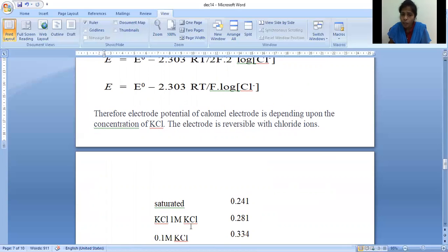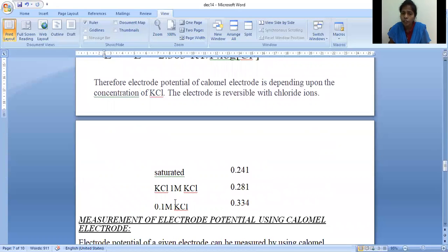If we use 1 molar potassium chloride, the electrode potential is 0.281. If we use 0.1 molar potassium chloride, the electrode potential value is 0.334. So the electrode potential value varies with changes in the concentration of potassium chloride. So this is the saturated potassium chloride or standard calomel electrode.